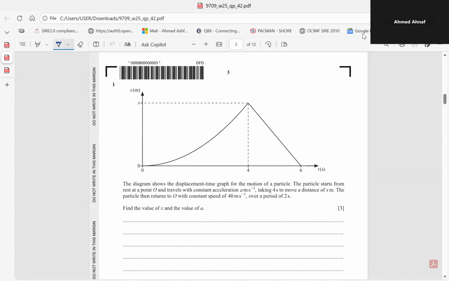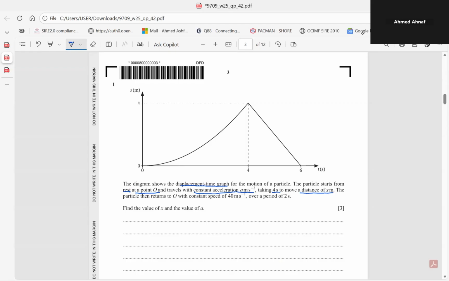Okay, so for the first question, we're given a diagram which has the displacement time graph for the motion of a particle. The particle starts from rest at a point O. So this keyword, starts from rest, and travels with constant acceleration a meters per second square. We can see in the graph that the gradient of the graph is increasing. So that means the velocity isn't constant, because the gradient of a displacement time graph represents the velocity. Okay, and then it also says that it takes 4 seconds to move a distance of x meters.